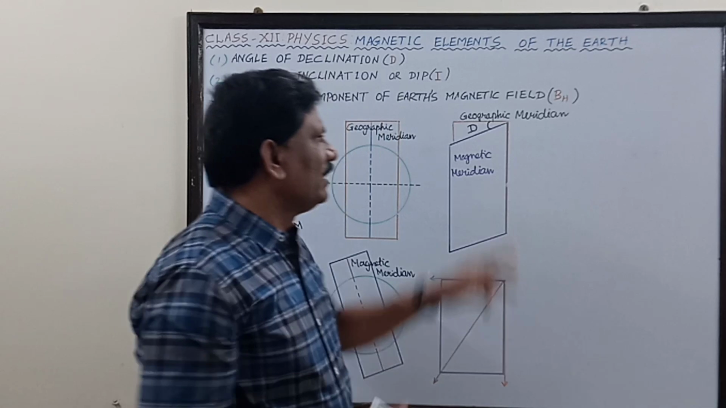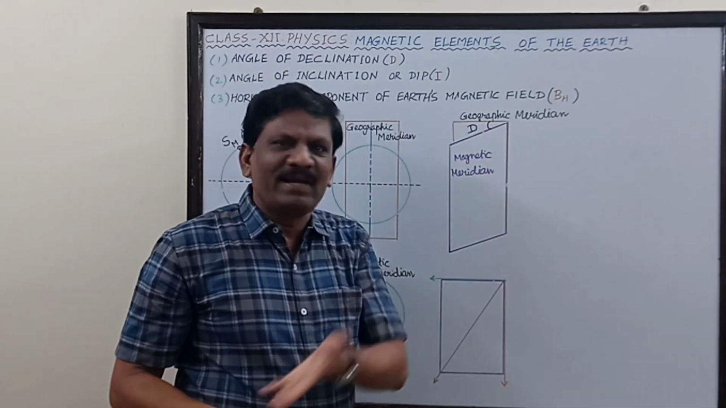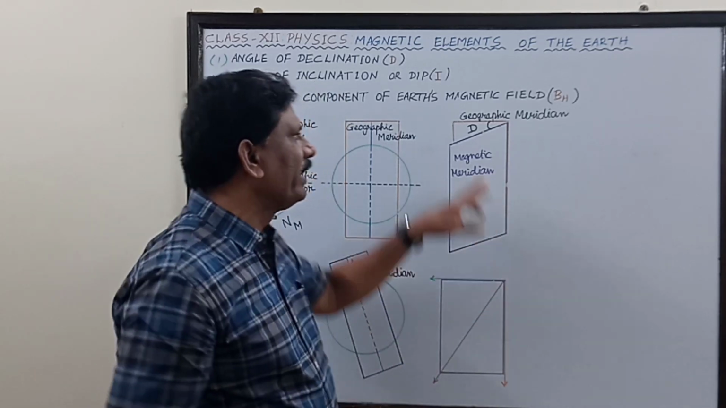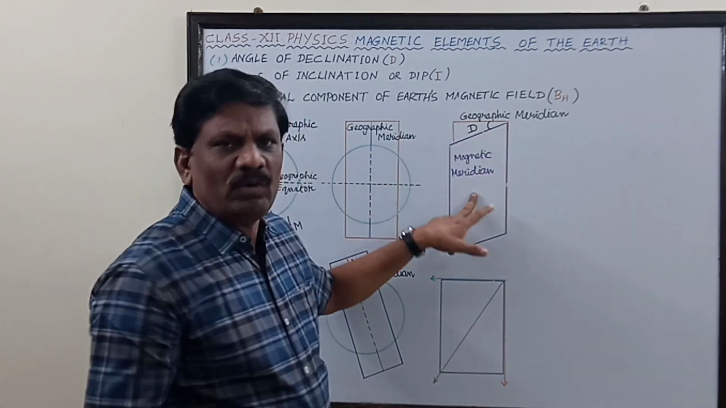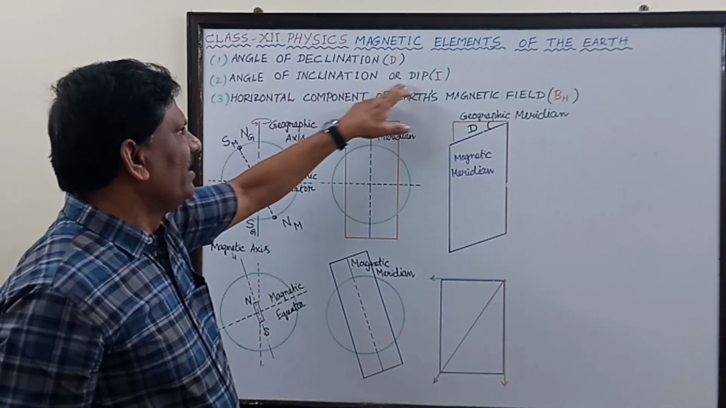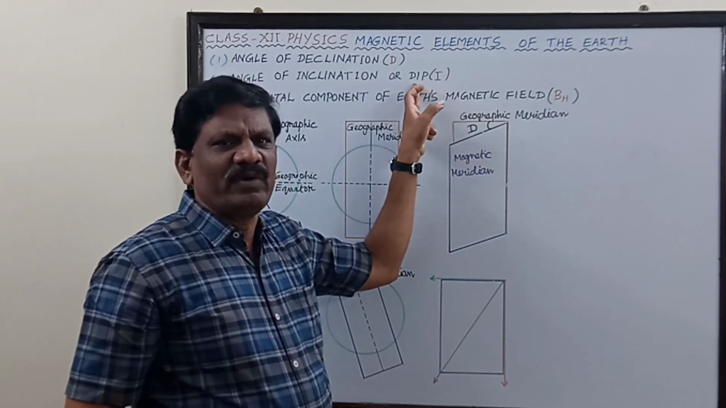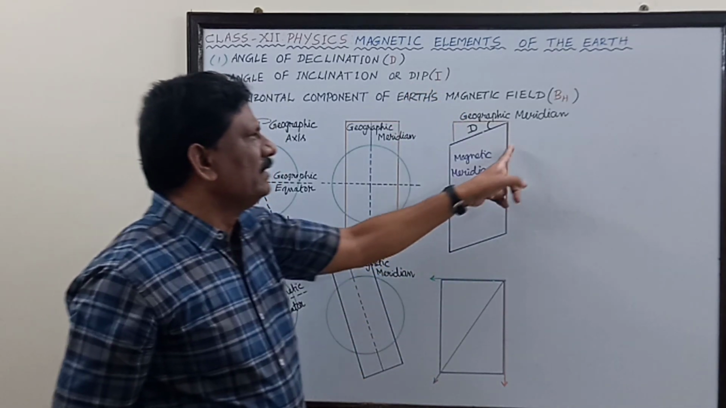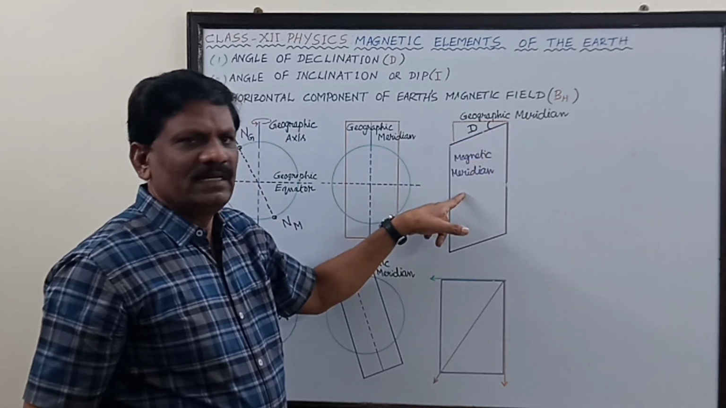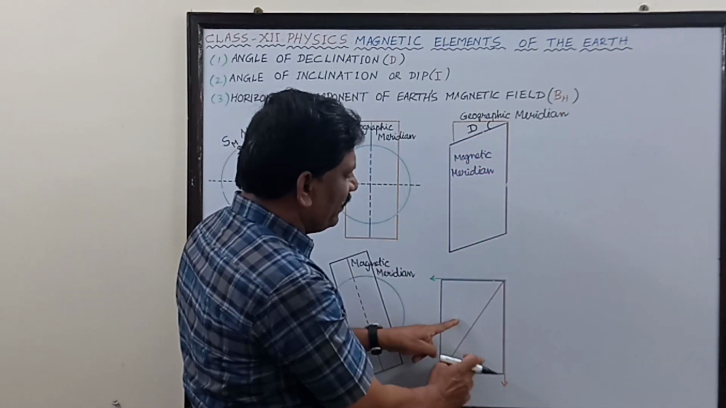Understand? So it is also the angle between which two axes? The geographic axis and the magnetic axis. Naturally the same angle should be subtended, but for the definition you write this is the angle between the two meridians. Okay. Next, what is the angle of inclination or angle of dip? Very easily we are going to understand now. In this picture, I have shown two planes, two meridians. Now I will remove only the magnetic meridian and show it separately here.